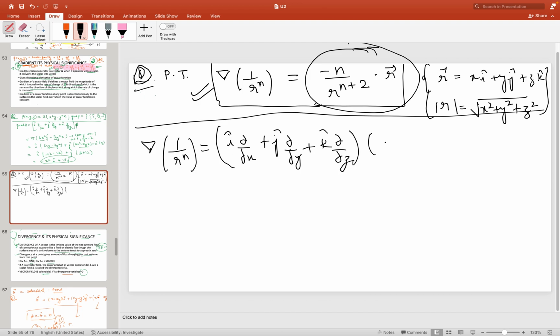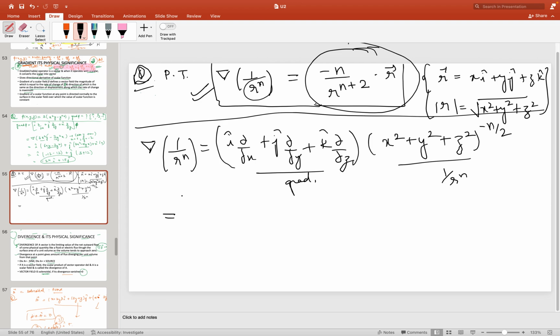It can be written as, tell me class, what will come in the power? To the power n by 2. Very good, n by 2, but since we are moving it from the denominator to the numerator, it will be minus n by 2. Is it clear? Look here, this is 1 by r^n. Yes, ma'am. Okay, so we have put the value of gradient here, and taking 1 by r^n up makes it minus n. Fine, you have said it correctly. Now simply you have to differentiate them partially.